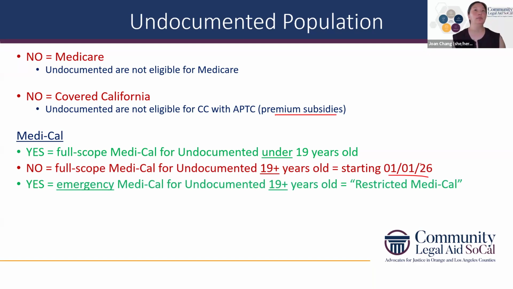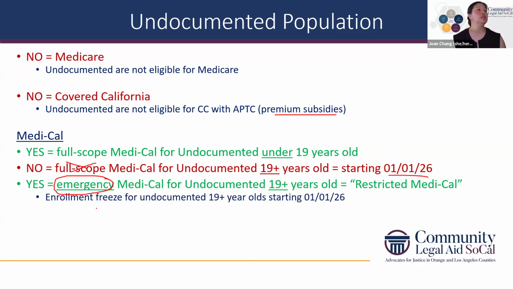So for this population, you wouldn't have full scope. You're going to have emergency only. Emergency only, what we call restricted Medi-Cal, does include hospital care, does include skilled nursing facility care, and it does include emergency dental. So if you need an emergency root canal or something like that, those would be covered. But regular day-to-day medical and dental services would not be covered by Medi-Cal.